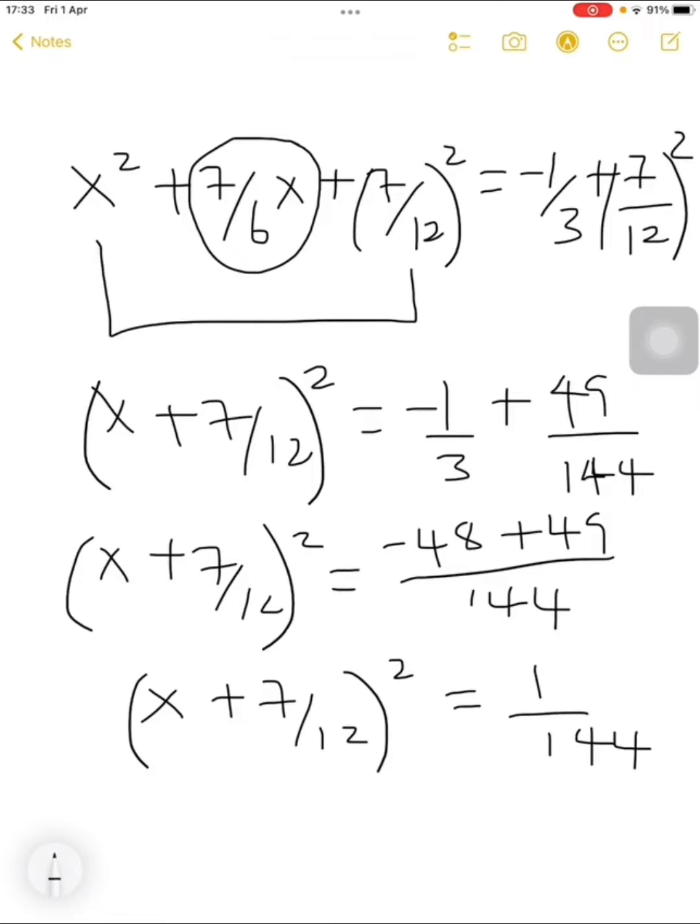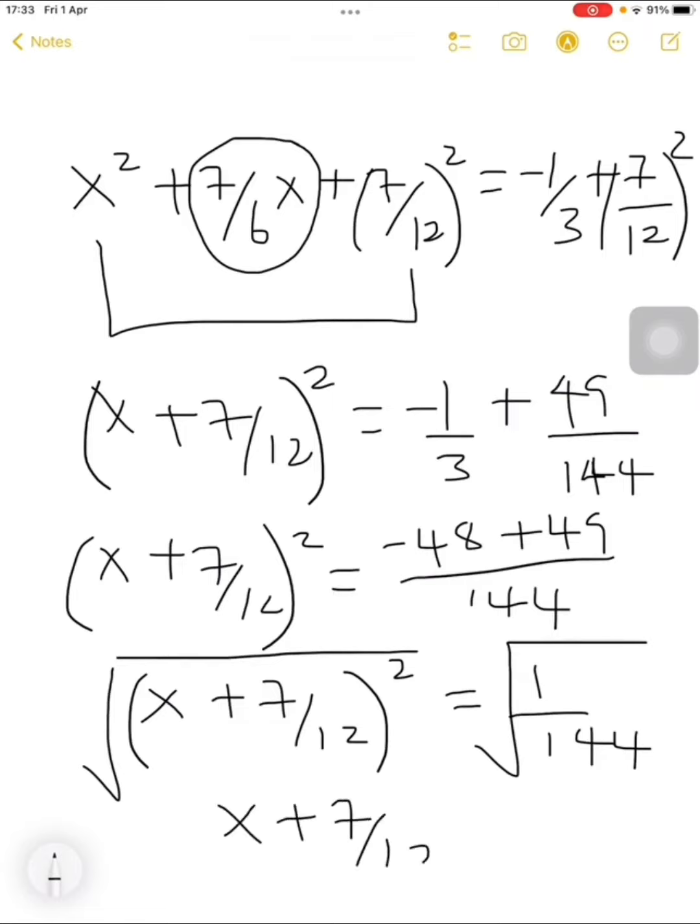We need to get the value of x, and therefore we have to get the square root of both sides. We have to get the square root here, and we have to get the square root there. The square root here, we get x plus 7 over 12 is equal to plus or minus 1 all over 12, right?